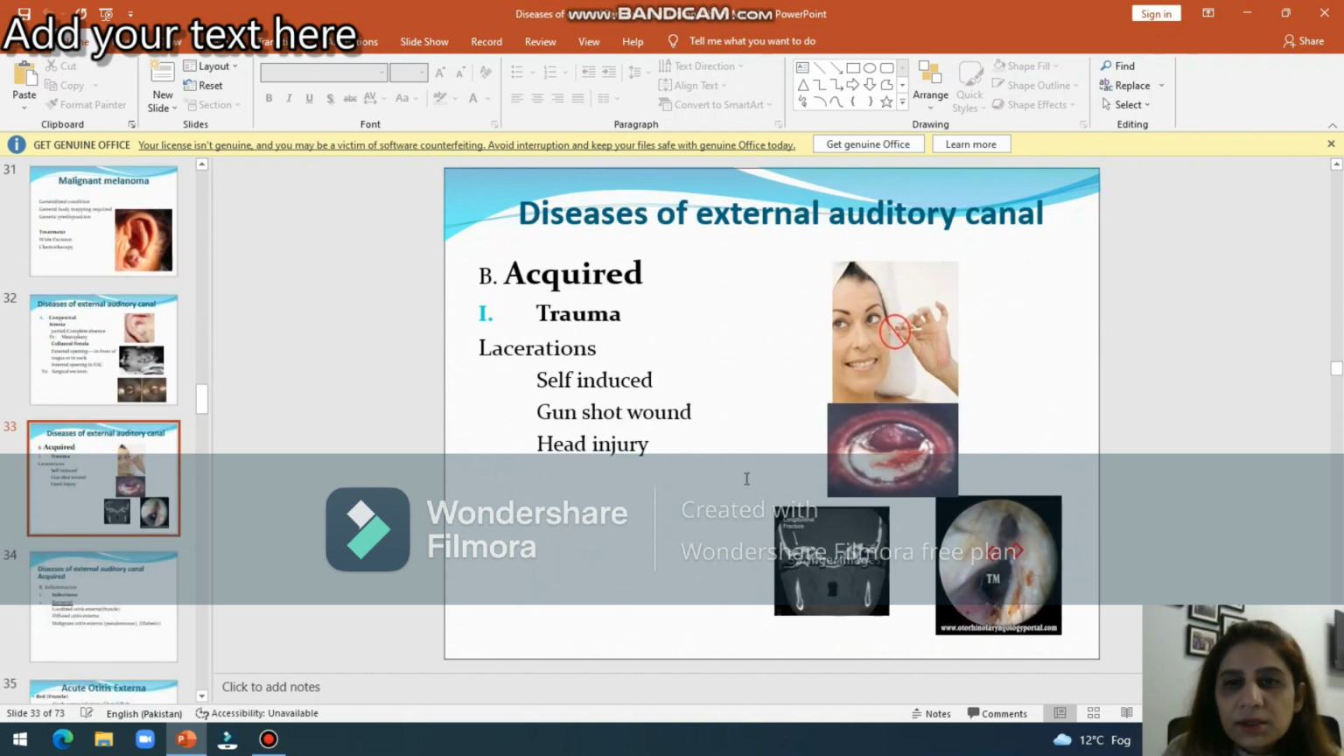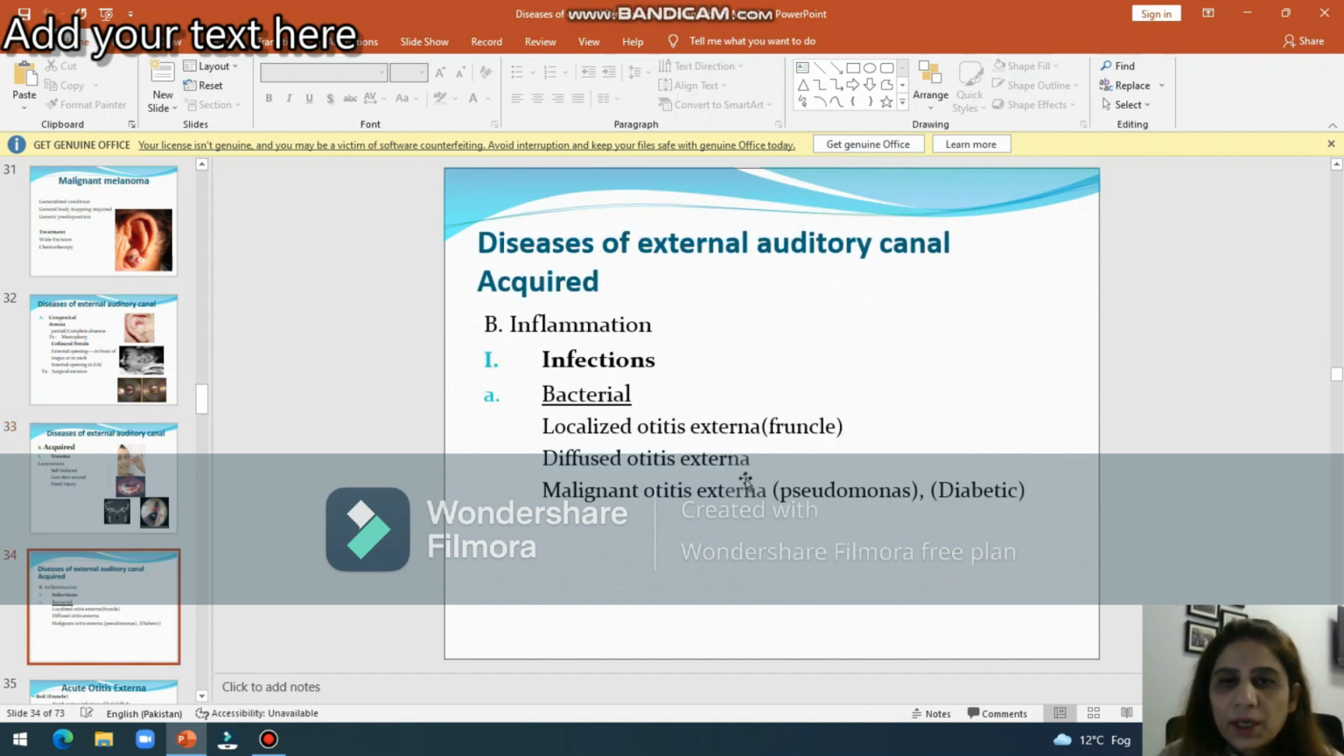In acquired diseases, the patient can present with trauma of the external auditory canal. Trauma may be laceration that can be self-induced by putting some hard, sharp object inside the external auditory canal, just like hairpins. Gunshot wound can cause trauma in the tympanic membrane and external auditory canal. Head injuries: longitudinal fracture of the petrous part of the temporal bone can cause trauma in the roof of the external auditory canal. So there will be laceration of the skin over the roof of the external auditory canal.